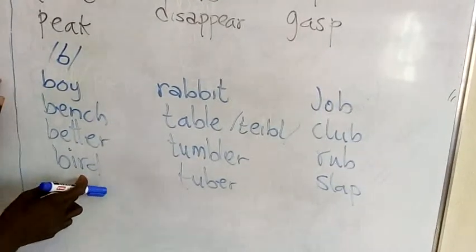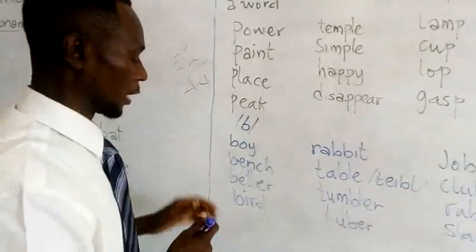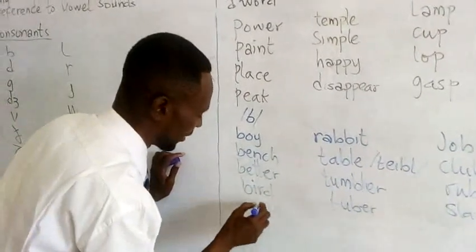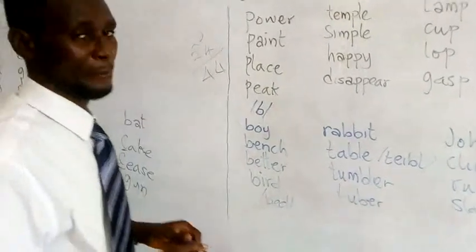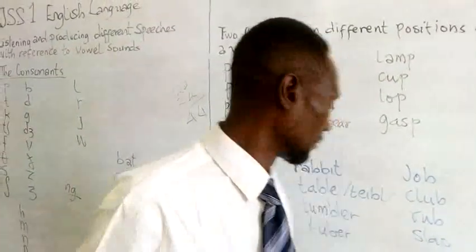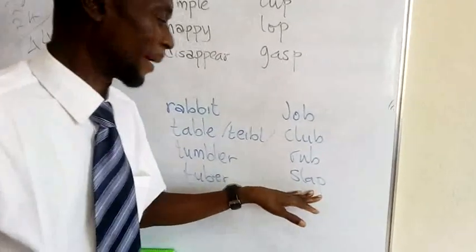Bird. Pronounce this one because a typical African speaker will say bed. That is this one, B-E-D. No, it's not B-E-D. It's not bed. It's bird. Say it, let me hear you. Bird. Tuber. Slap.